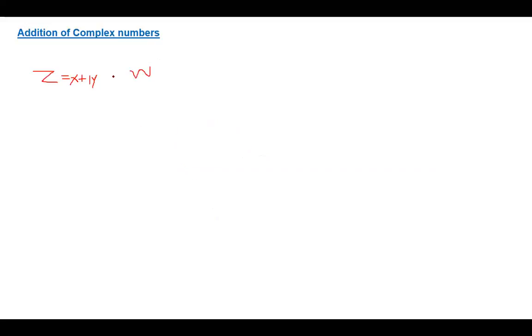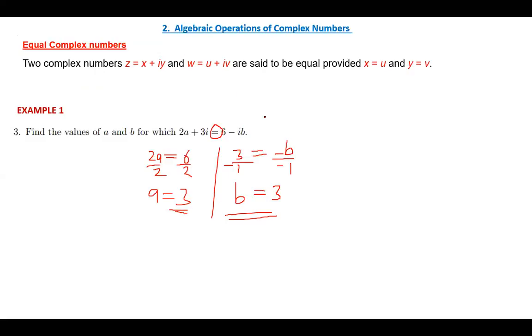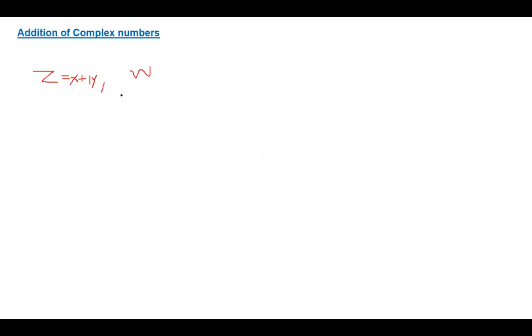Yes, isn't b supposed to be -3? Yeah, it's -3. Oh, sorry, I didn't put the negative here. Thank you very much. When you divide 3 by -1, you get -3. I just didn't put it there. All right, so let's continue. You have x plus iy, then maybe for W here you have u.